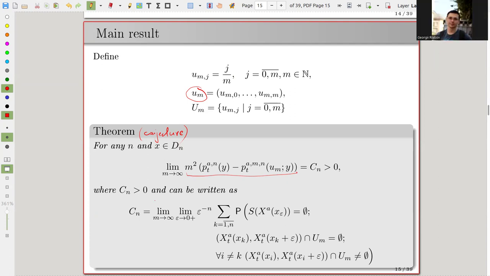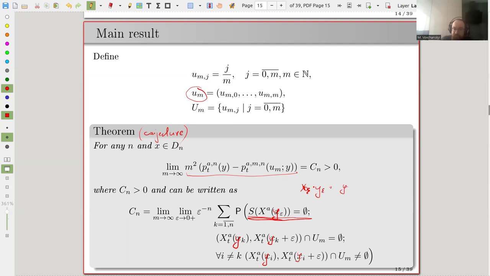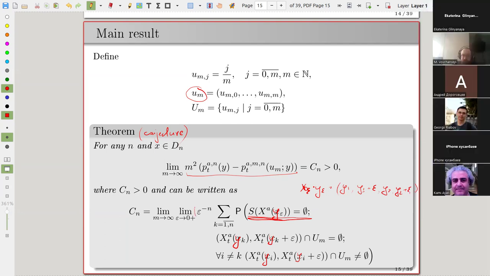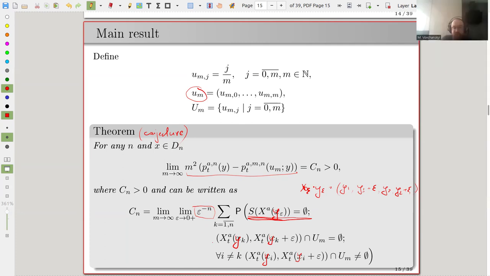And this constant should be expressible as the sum of probabilities where we do not have any collisions in our system. Where X epsilon, this should be Y, X epsilon. Y epsilon is simply y1, y1 plus epsilon, y2 plus epsilon, and so on. So here we have this epsilon to the power minus n. And we have the situation that these points are covered by exactly one interval of this type, and all other intervals of such type do not cover these points.